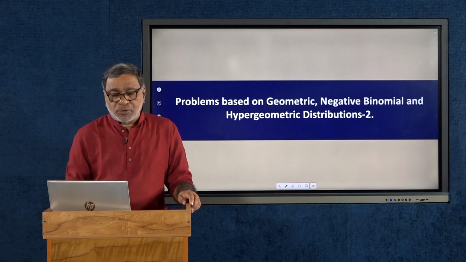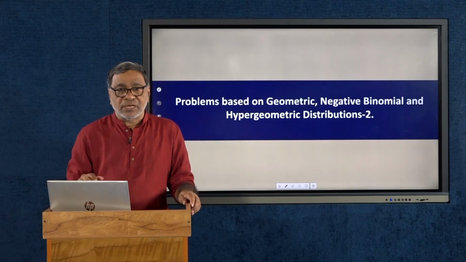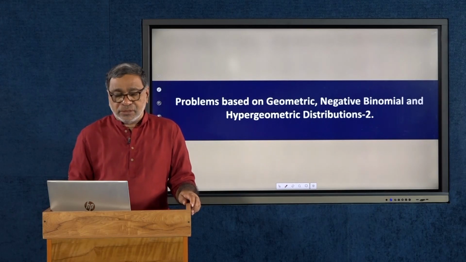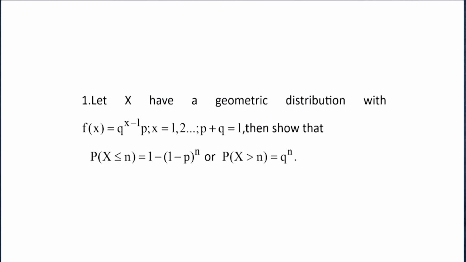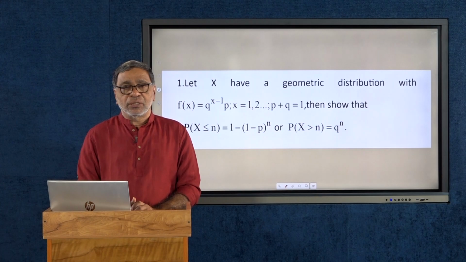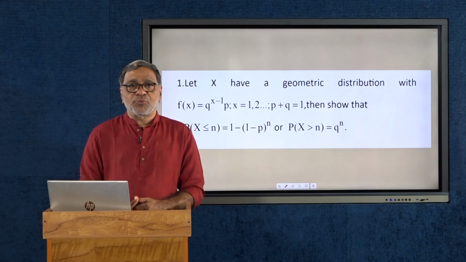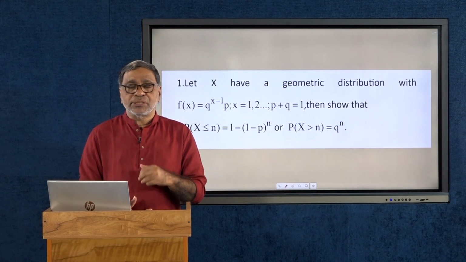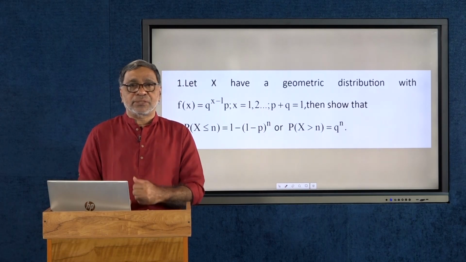And here some problems related with the second type of random variable. You consider a problem, let x be a random variable having geometric distribution with f of x is equal to q power x minus 1 p, where x is equal to 1, 2, 3, etc. and p plus q is equal to 1. So, if this is the probability mass function, we know x is what? X is the number of trials required for getting a success.